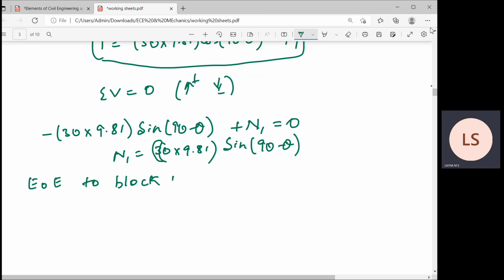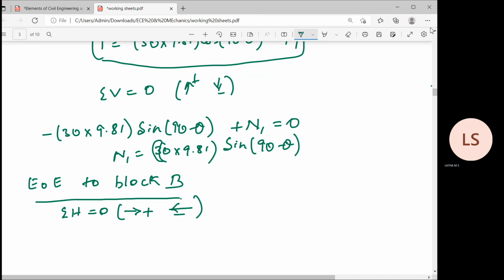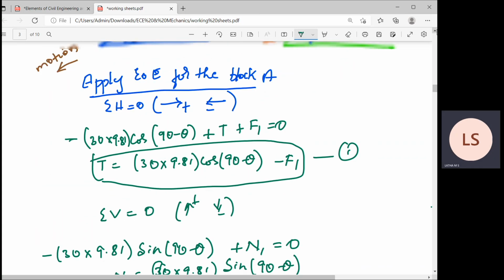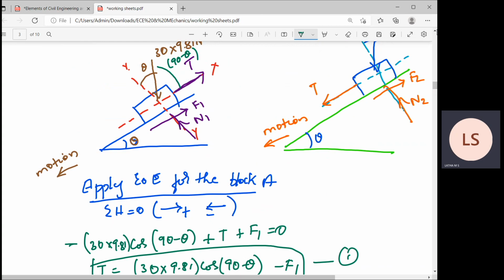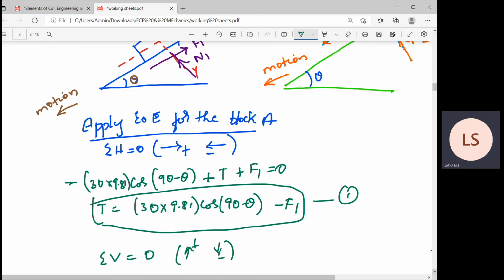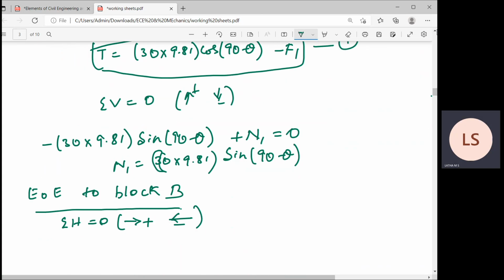Okay, then I'll go to the next equations of equilibrium, for the block B. Apply the equations of equilibrium to the block B. There again I'll take sigma H is equal to 0, all right side moving forces positive, left side moving forces negative. Okay, then I'll go back to the diagram and look once at the direction of the forces. So minus T, then you find any other forces? No. You find the weight of the block.